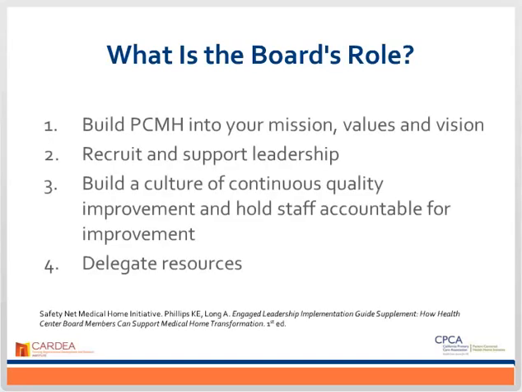One of the Safety Net Medical Home Initiative's products is a series of implementation guides, including one on engaged leadership. In its implementation guide supplement entitled Engaged Leadership, How Health Center Board Members Can Support Medical Home Transformation, the initiative outlines 4 roles. First, build PCMH into your health center's mission, values, and vision. Second, recruit and support leadership. Third, build a culture of continuous quality improvement and hold health center staff accountable for that improvement. And fourth, delegate resources.